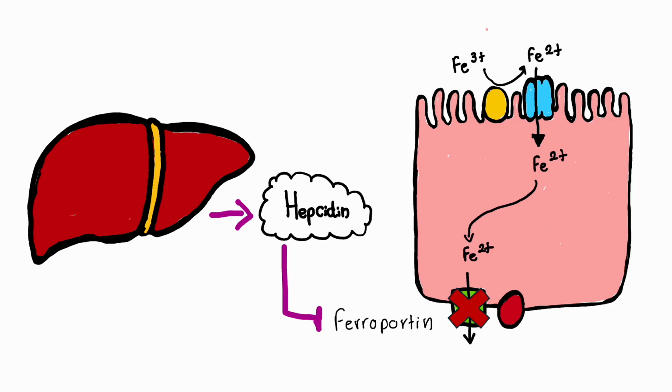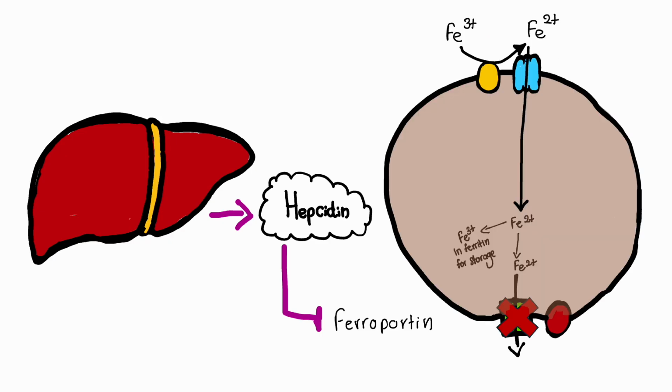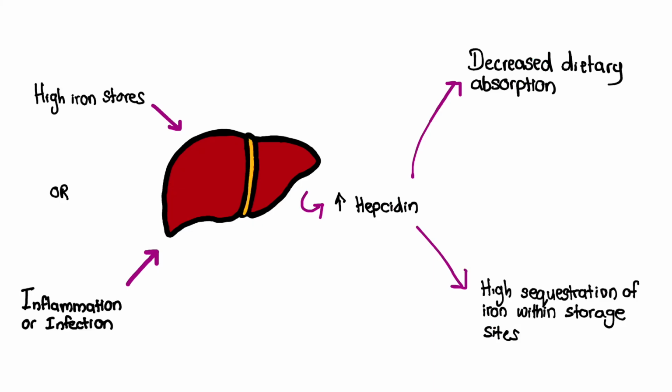When hepcidin binds to ferroportin, it induces its internalization and degradation. So it reduces iron export from enterocytes, macrophages, hepatocytes, or any other cell that's containing the iron molecules. When body iron stores are high, or during inflammation or during infection, hepcidin production is increased. When hepcidin is increased, this leads to the decrease of dietary iron absorption and sequestration of iron within storage sites.